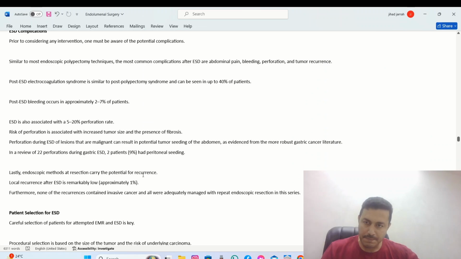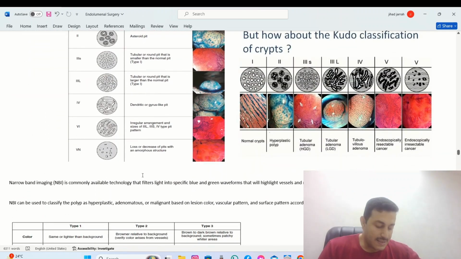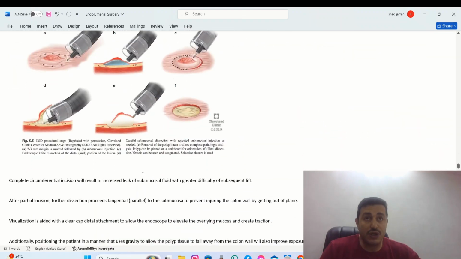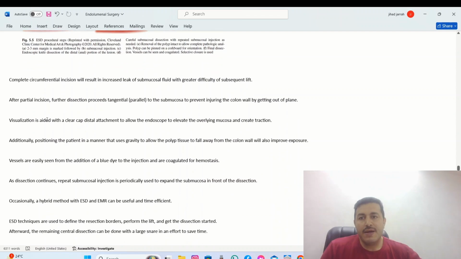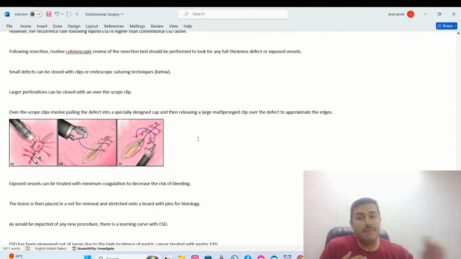Of course, this needs learning and is not as easy as mucosal resection. What else? We may need to position the patient in order to keep the edge away from our field. Regarding the defect, you see that finally we may have a large defect. It can be closed either by clipping. I think I have a picture here. Clips, over-the-scope clip, suturing, whatever.